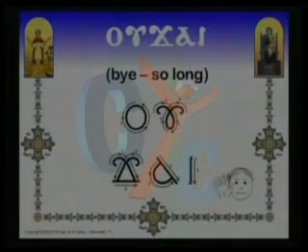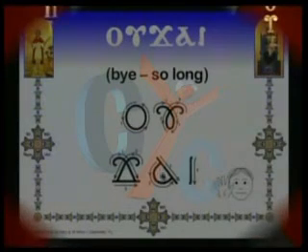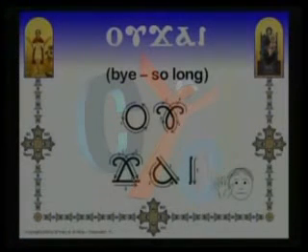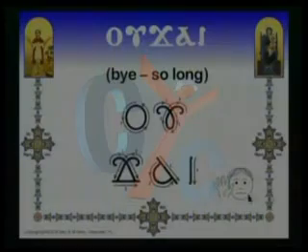So the second syllable then is pronounced gai, because this letter, which is like E normally, but when it comes after the alpha, it's pronounced like the English Y. So this syllable is gai. So it is ugai, and ugai means bye.